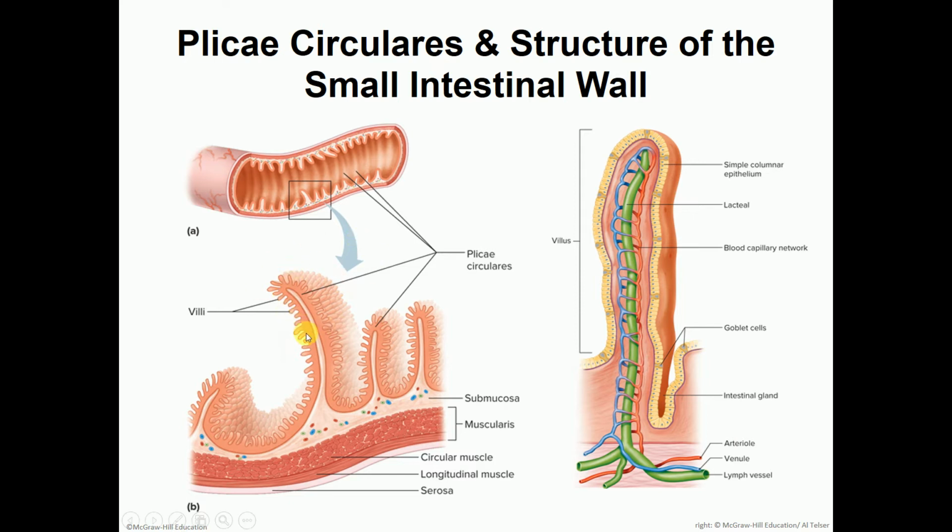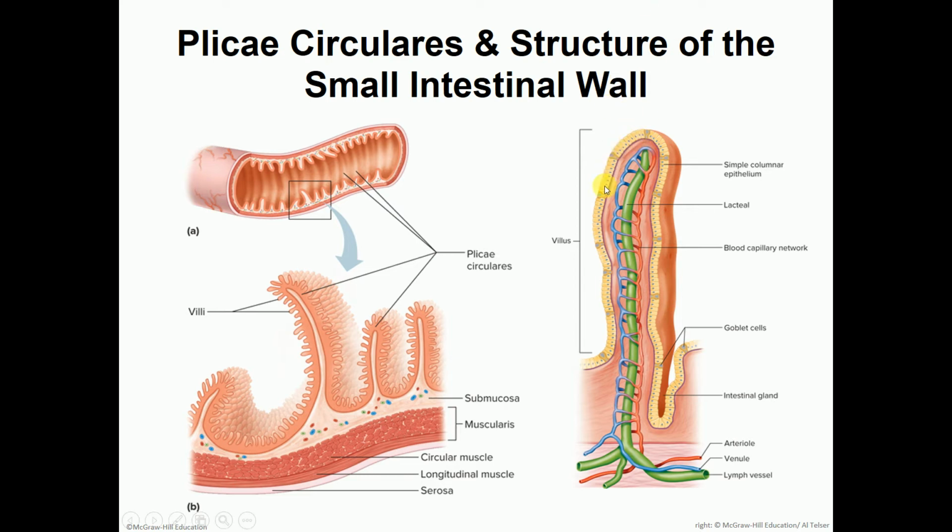If we take one of these, the plica circularis has all of these villi on top. This is what the villus looks like. Okay, so you'll see that the villus has a core of connective tissue with blood vessels and the lymphatic capillary in the middle, and lined by tons of simple columnar epithelium.